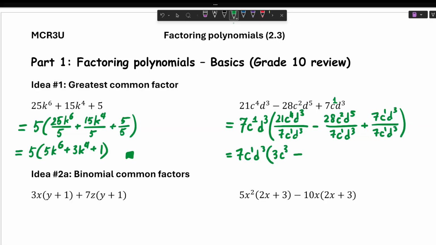Next one, 28 over 7 would be 4. C squared over c to the power of 1, that's c. And d to the power 5 over d to the power 3 is d squared. Last term, you can see the top and the bottom are the same. That's not always going to be the case, but in this case, that's going to be 1. Lastly, we don't need the c to the power of 1, we can just write c. So there's our final answer.